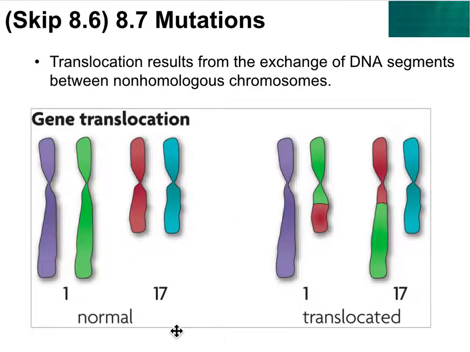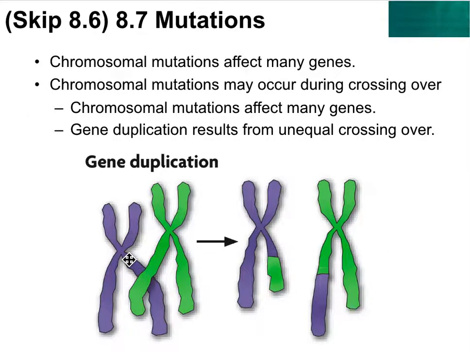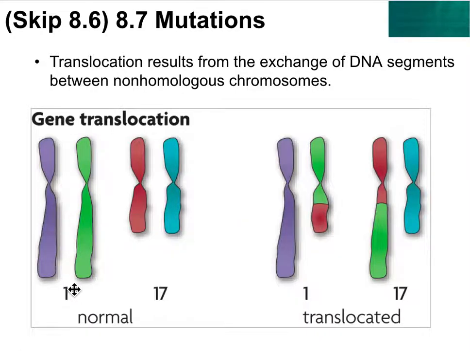Another idea is called translocation, meaning we're not talking about two chromosomes that are homologous, like here's two copies of chromosome 1, here's two copies of chromosome 17. In this previous one, we could consider that this is two copies of chromosome 1, and they've traded segments with each other. We'll go back to this one. We've got two chromosome 1s, and then a totally different set of chromosomes, number 17.